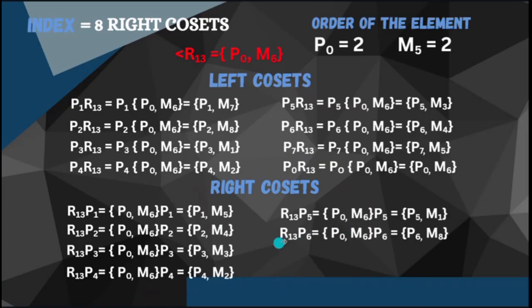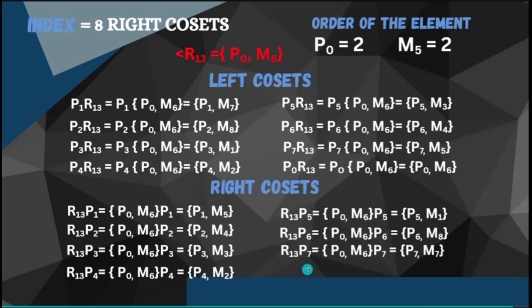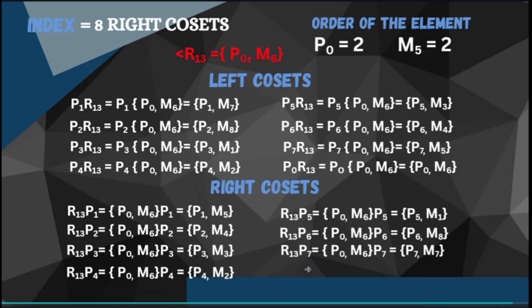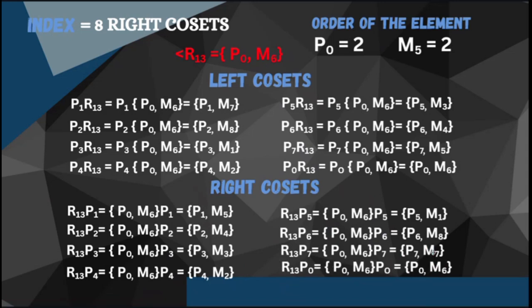For r sub 13 multiplied by rho sub 6, we have rho sub 6 and mu sub 8. For r sub 13 multiplied by rho sub 7, we have rho sub 7 and mu sub 7. For r sub 13 multiplied by rho sub 0, we have rho sub 0 and mu sub 6. As you can see, left and right cosets are not equal to each other. Therefore, it is not a normal group.